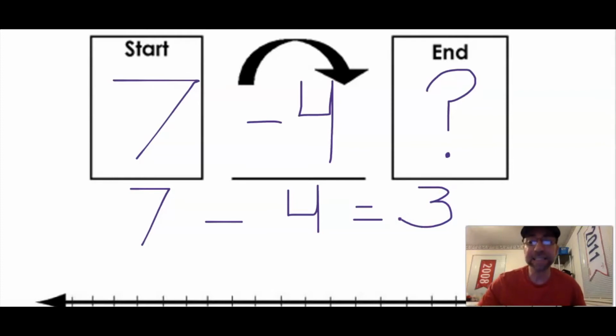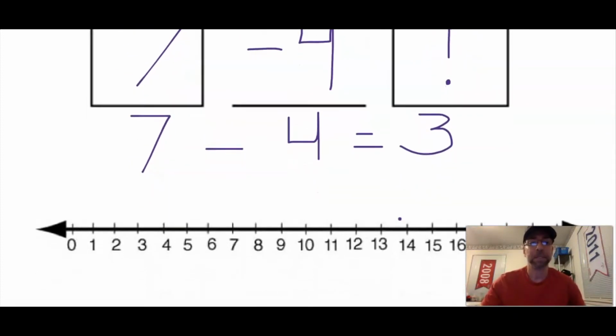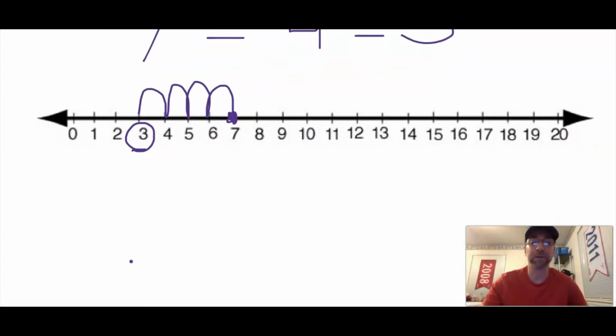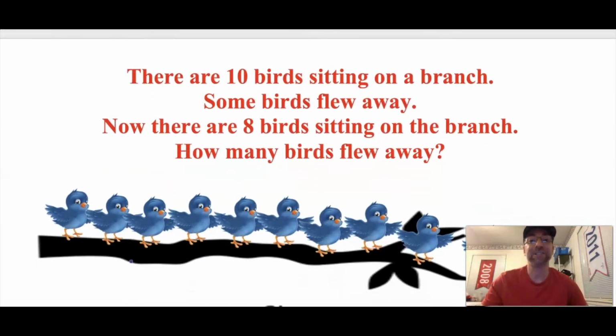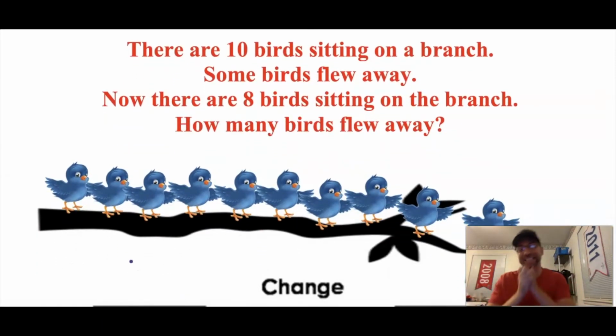I can solve that same problem on a number line. Start at 7, count back 4, 1, 2, 3, 4, and where did I end? I ended at 3. Awesome job. All right, go ahead and clear off that sheet protector because now I get to trick you. Make sure that sheet protector is nice and clear because here is our next one.